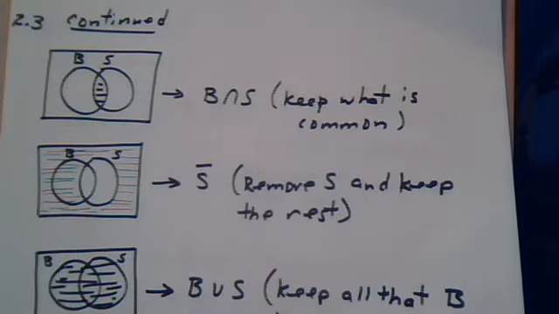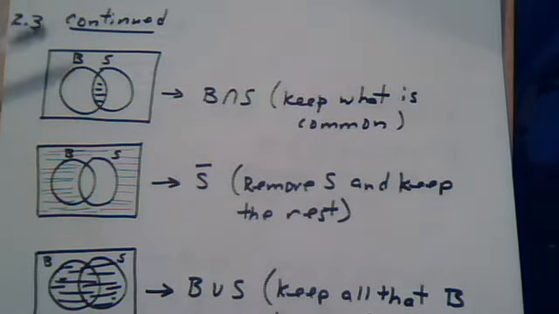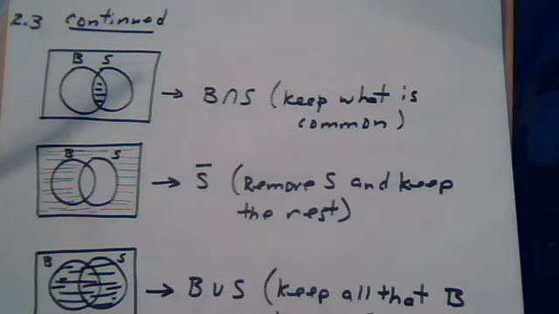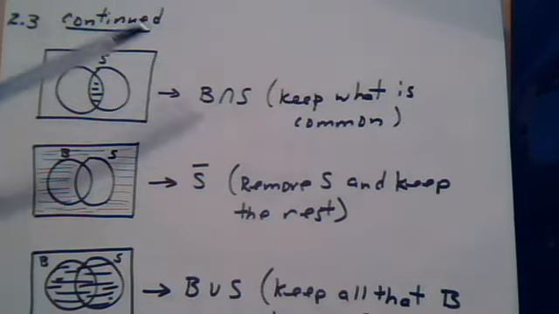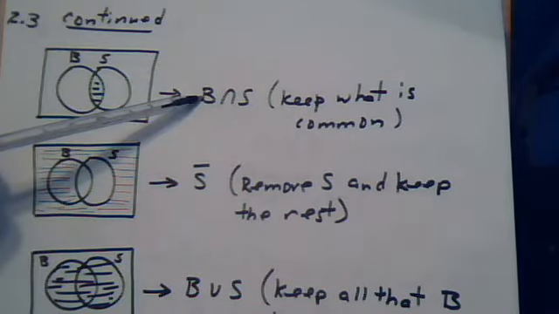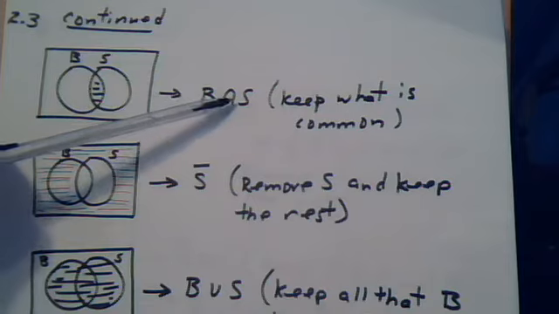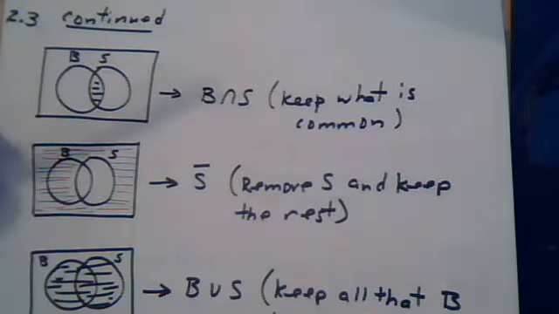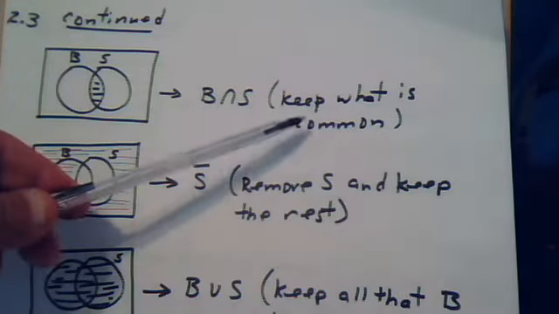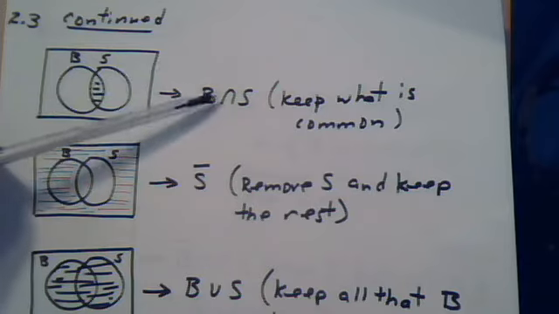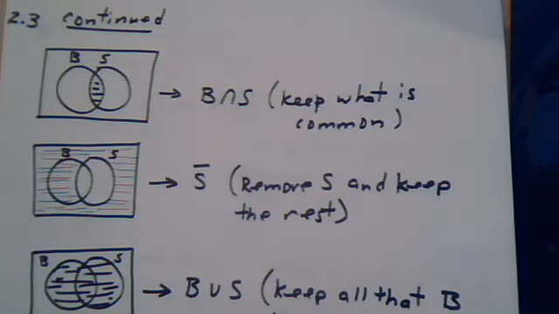Let's practice some more. These shadings come from these symbols. Let's see how we could match them up. So this says B intersection S, or B and S, or keep what is common between B and S. So when you see this intersection, you just keep what's common to them, where they overlap.